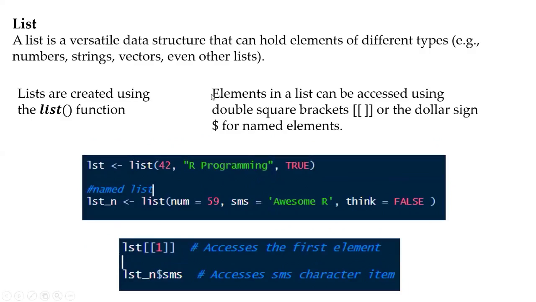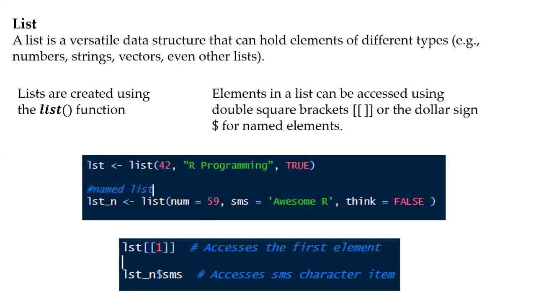So here I assign this list to a variable called a list. I have a number, a text, and a logical value, so it is storing all these things inside a list. I can name these items. Here I am just putting the items there, but I can name them. So I create another list and assign it to list underscore n, but here I have named the items.